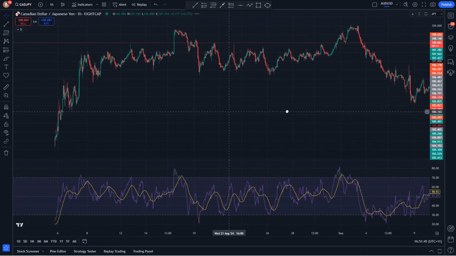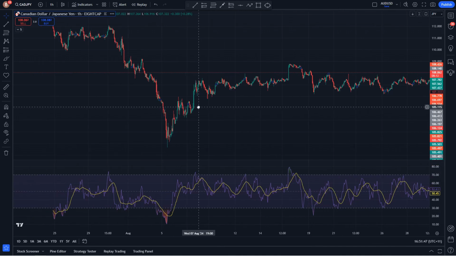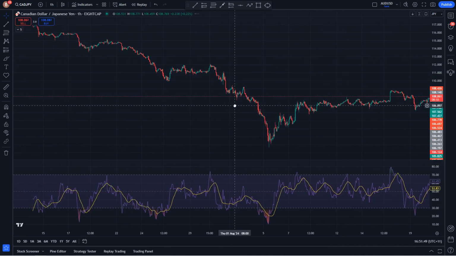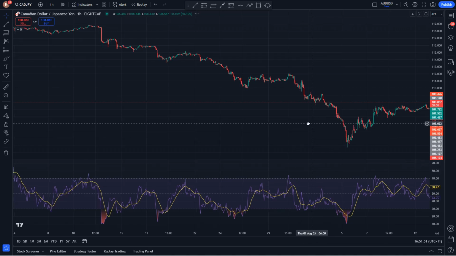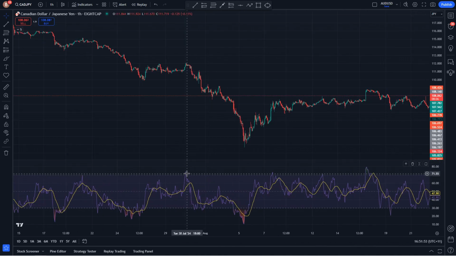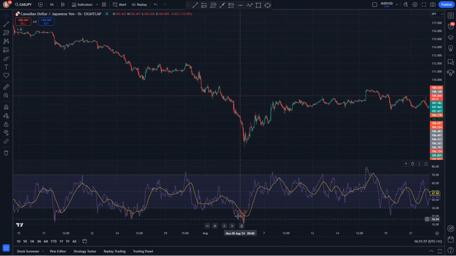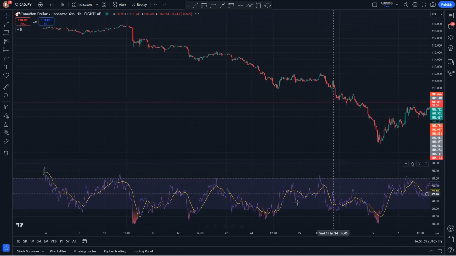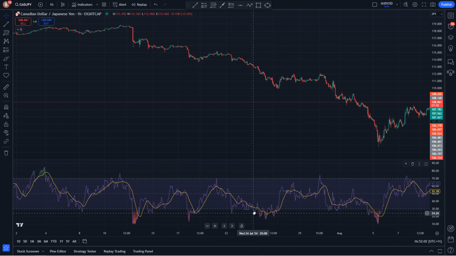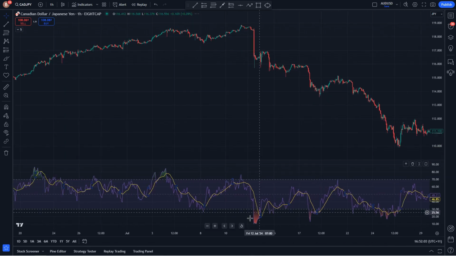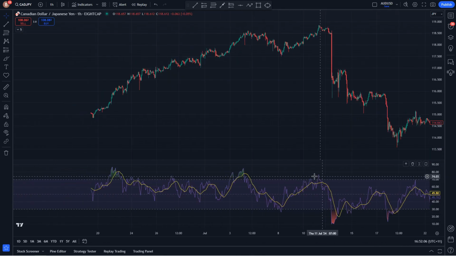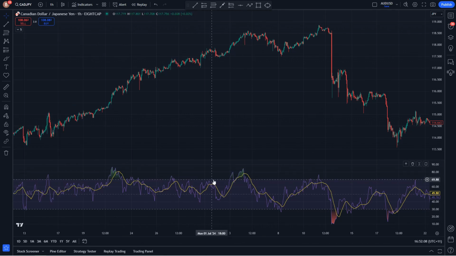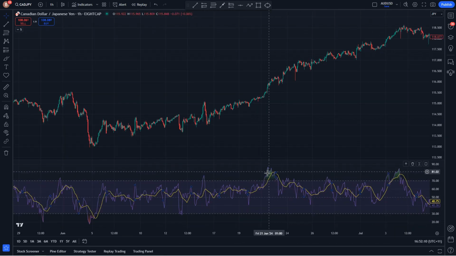If I go over to maybe a slightly better area, in fact, here would be really good. We've got an overbought condition here and a massively oversold condition here. In fact, if I keep on going over, you can see oversold conditions, oversold, oversold, overbought, massively overbought up here, and so on and so forth.